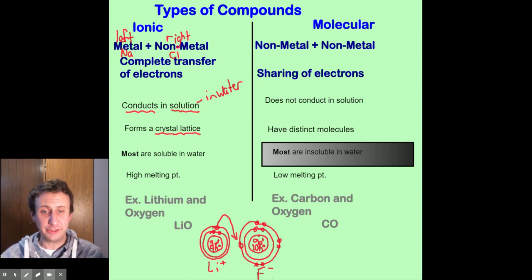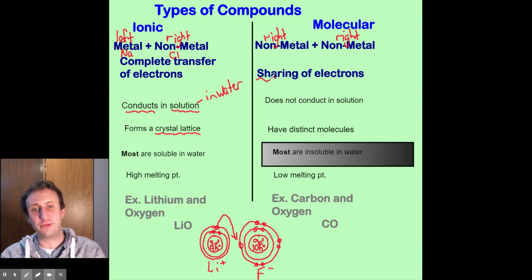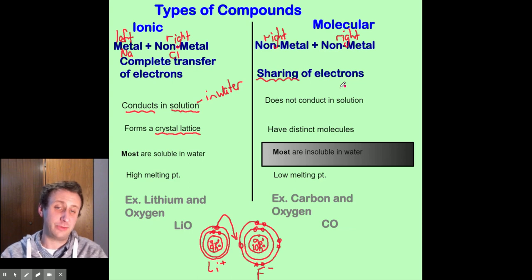Okay, for molecular, it's totally different. So now what I have is a non-metal and a non-metal. Looking at that staircase line again, I have to the right and to the right. So 2 non-metals are binding together. Unlike what we had with ionic, it is not a transfer. Instead, electrons are shared. Electrons end up being shared between the 2 atoms in order to, again, get that full octet, to get stability.